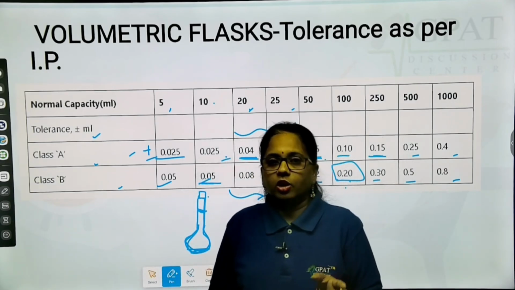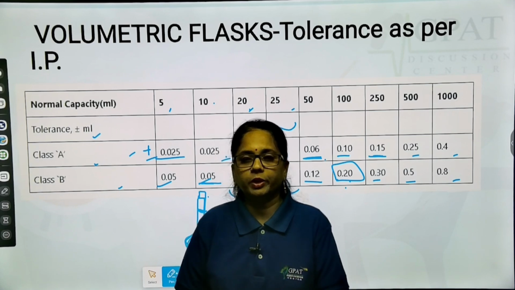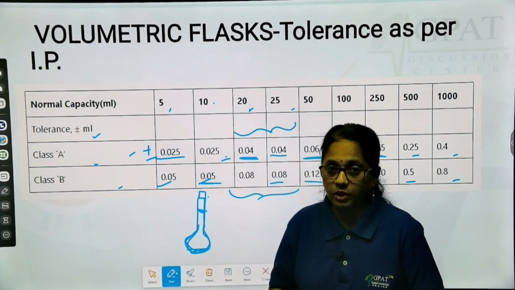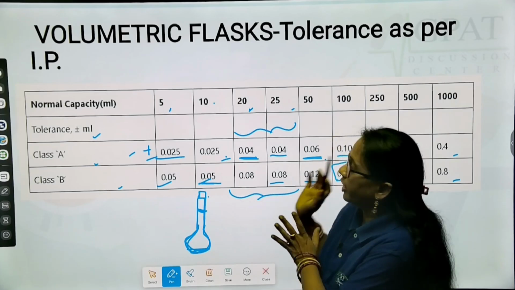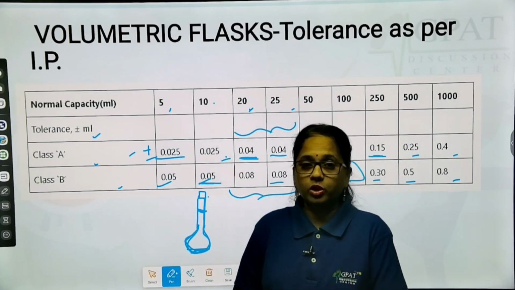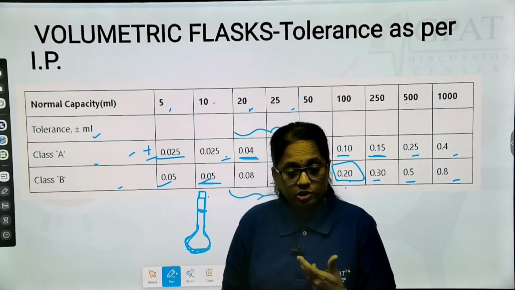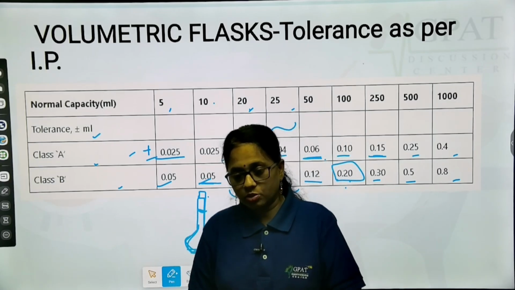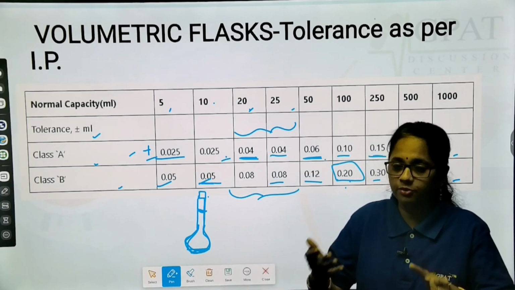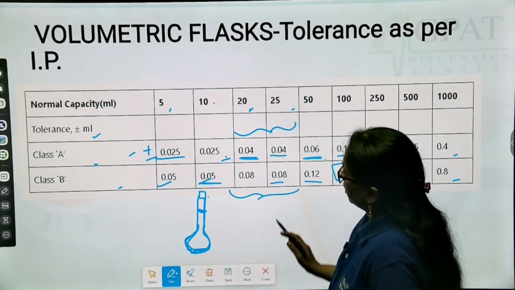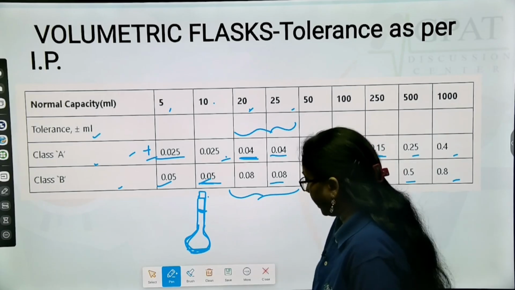Once, in some of the competitive exams, they have asked the tolerance limits for class B volumetric flask, for a 200 ml volumetric flask, what is the tolerance limit according to the Bureau of Indian Standards. Okay. So in such a way you are going to face questions in the competitive exams also. So this session is going to be helpful in one way or the other. Okay. So this is about the tolerance limits for the volumetric flask.